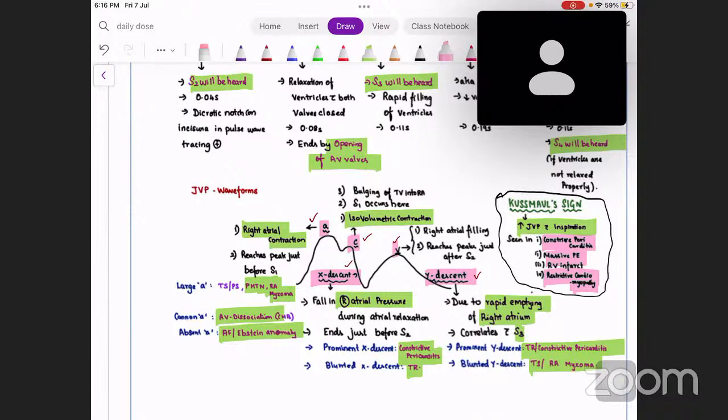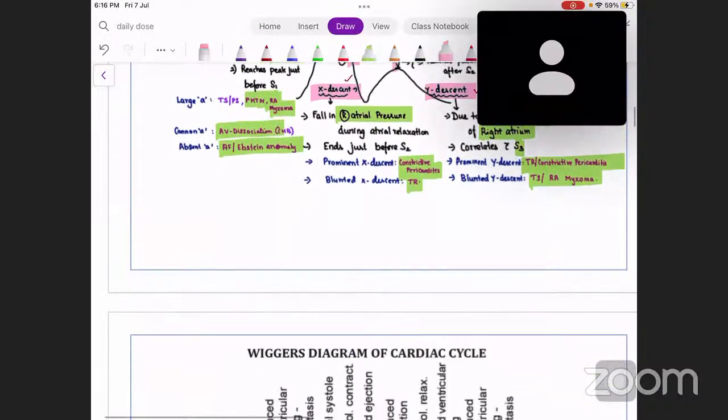Apart from that, the abnormalities of the JVP are really important. You should know the JVP waveforms, people. You should know that JVP waveform. You should not miss it.